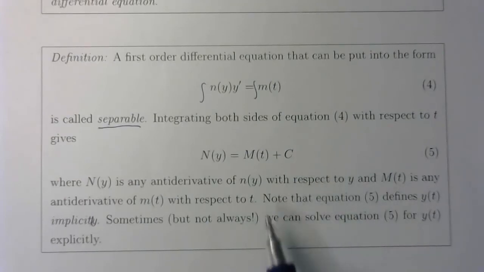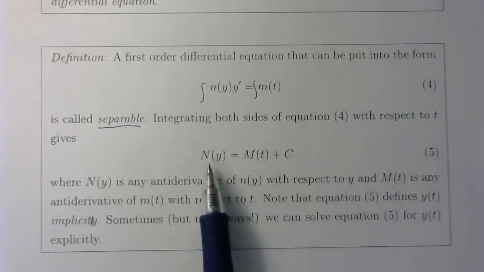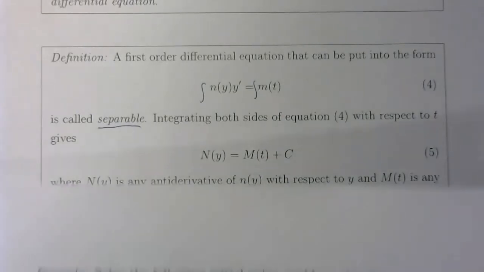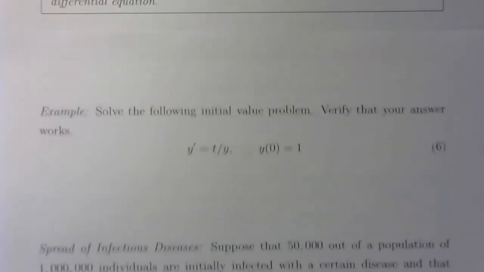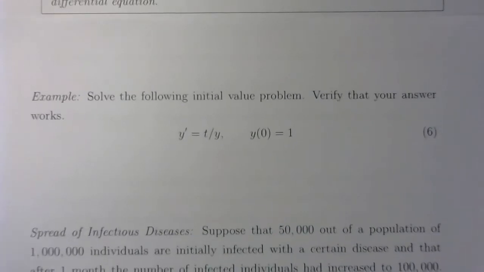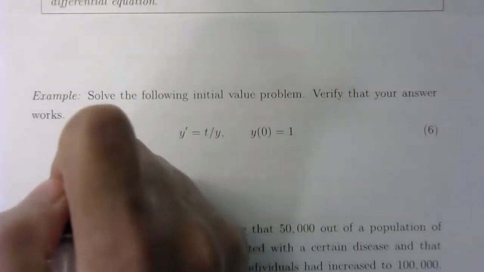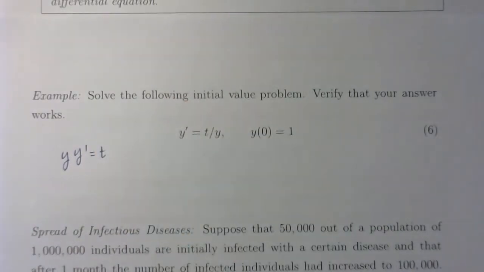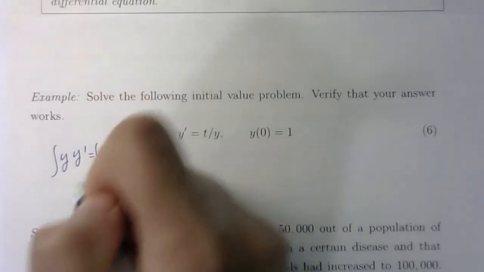Sometimes we could solve for y and get an explicit definition of y, but it doesn't matter if not. It gives us a relationship between y and t. And so these were differential equations that I could solve really easily. So let's just do an example. So this is separable, right? Because I can write it like y times y prime is equal to t, this differential equation. And then I can integrate both sides.